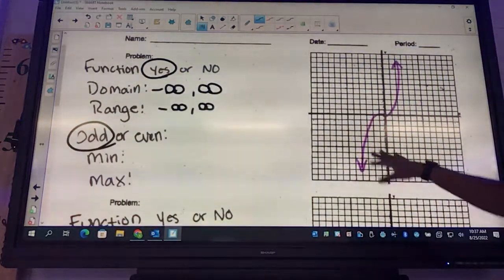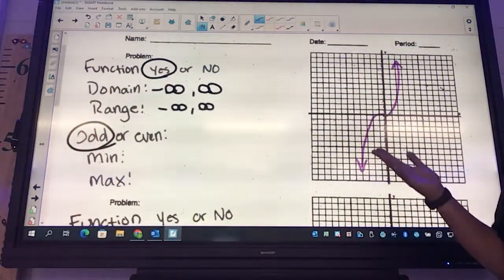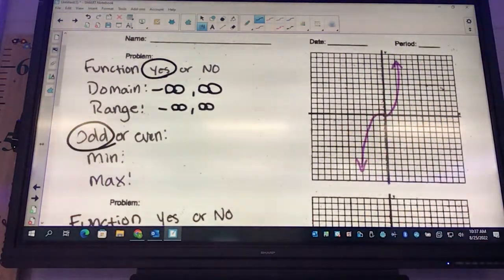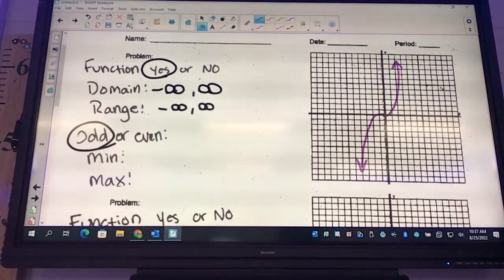Okay, and then you see how there's no letters on here? That means there's no min or maxes, so there's nothing for you to fill out there. Okay? So it's not a trick question. I just wrote all of them down the same. So don't worry about it if there's none there.